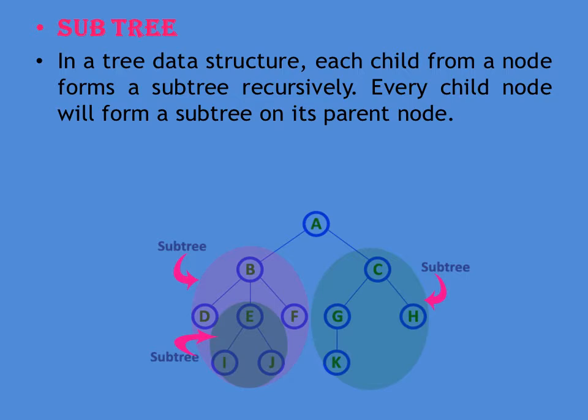Subtree. In a tree data structure, every child from a node forms a subtree recursively. Every child node will form a subtree on its parent node. Here, the circular paths we can see are forming subtrees.